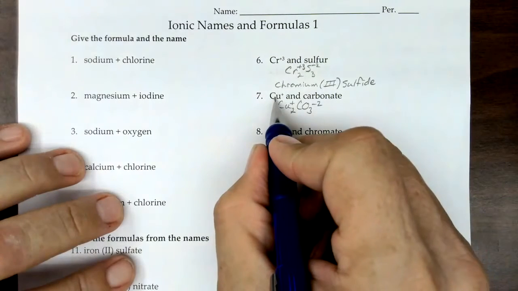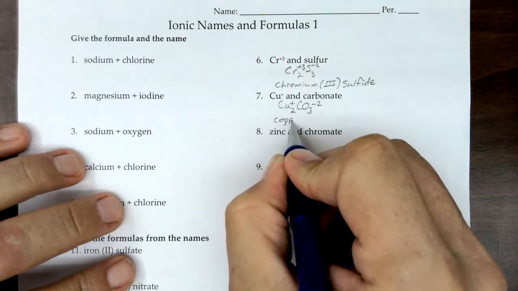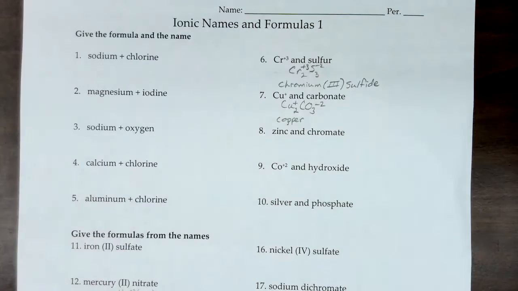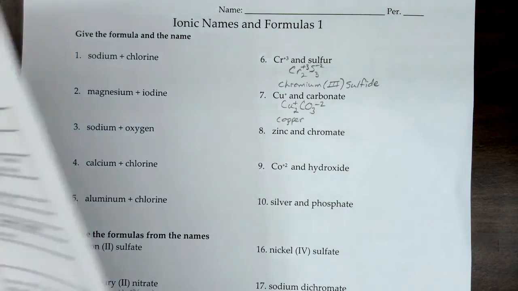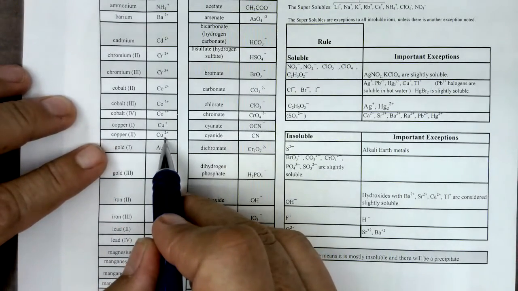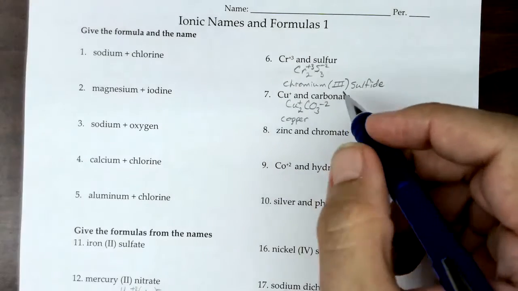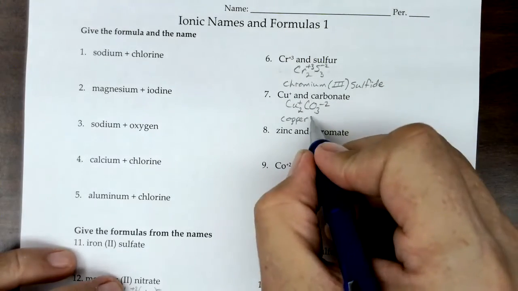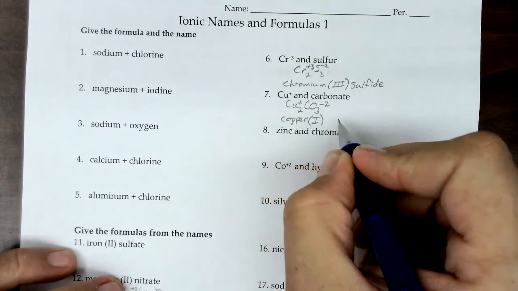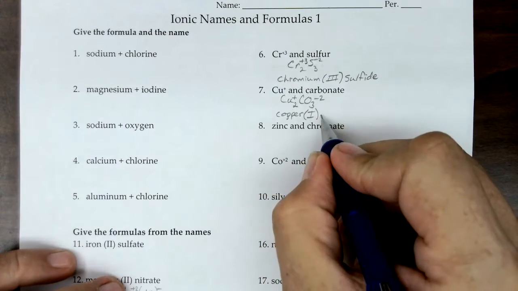What's the name? We just put the name, copper, put the name of the cation, and then we double check. Do we need to tell the people what charge this is? Look over here. Copper has 2 different versions, plus 1 and plus 2, so we will need to be clear about which type we mean, and we mean the positive 1 kind. So parentheses Roman 1, and then we just put the name of the anion, the negative ion there, so carbonate.